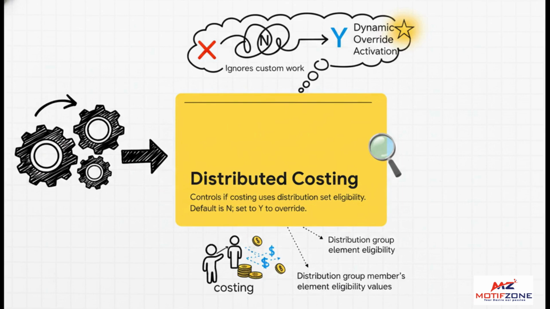Well, this parameter controls whether distributed costing uses the element eligibility defined in the distribution set when the distributed element already has element costing. Simply put, when you set it to Y, you're forcing the process to apply the distribution group member's element eligibility values. If you just leave it at the default N, the system is basically going to ignore all your custom work and stubbornly follow the normal costing hierarchy instead. Changing this to Y is literally what flips the switch and activates your dynamic override.